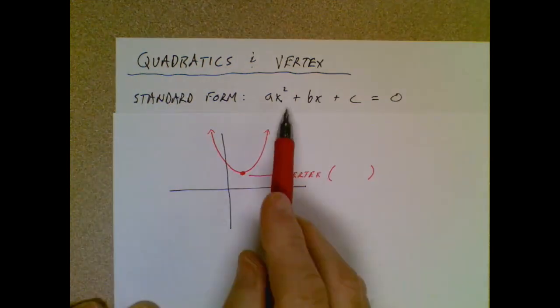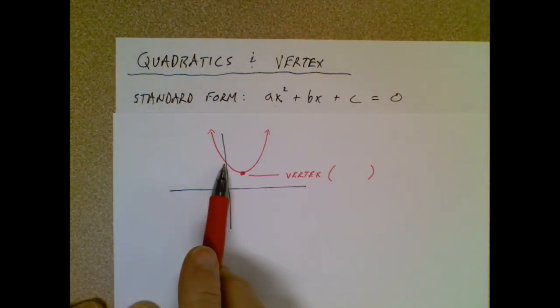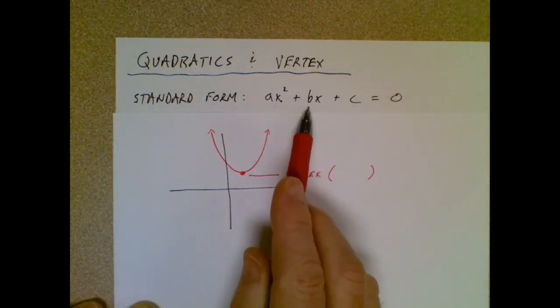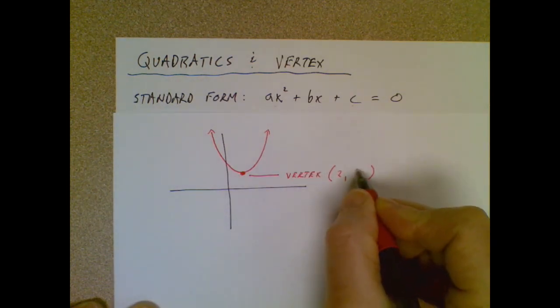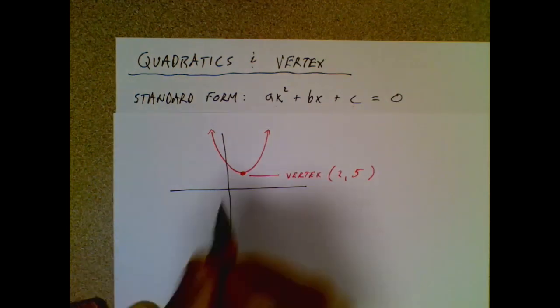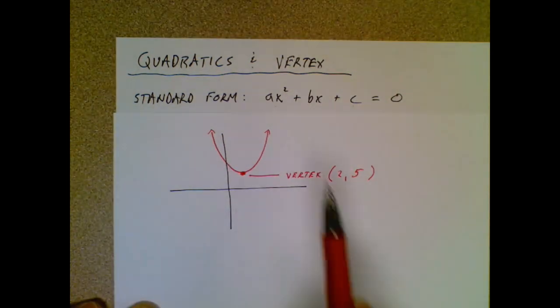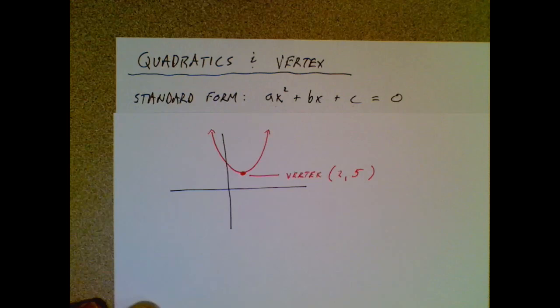So for example, when you're given an equation that leads to the graph of a parabola, you're going to be able to use the equation to find out that, say in this case, the coordinates of the vertex were 2, 5. So that's the purpose of the video. How can we turn this into that?